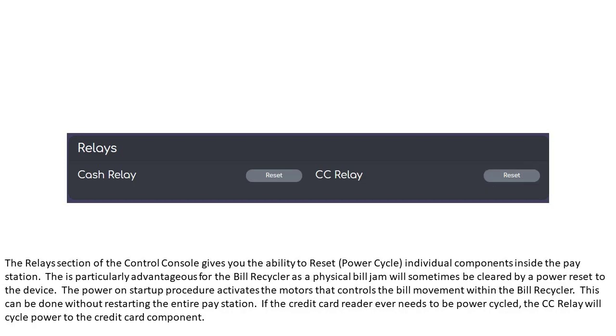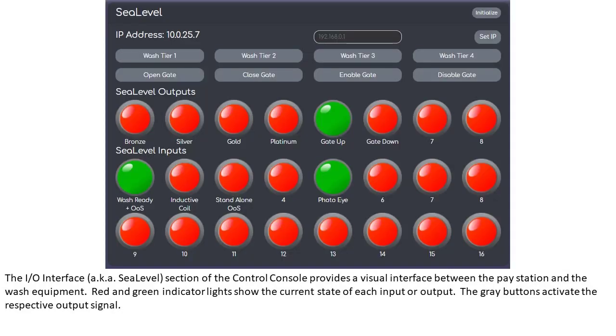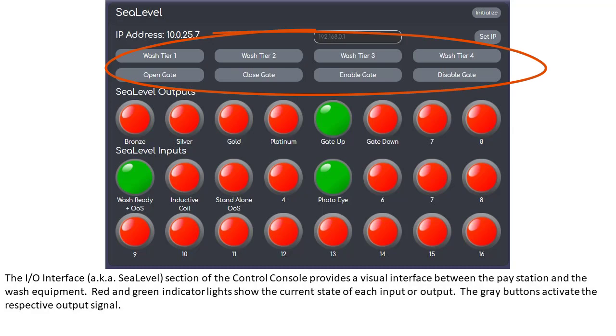The I/O interface, aka C-level, section of the Control Console provides a visual interface between the PayStation and the wash equipment. Red and green indicator lights show the current state of each input or output. The gray buttons activate the respective output signal.